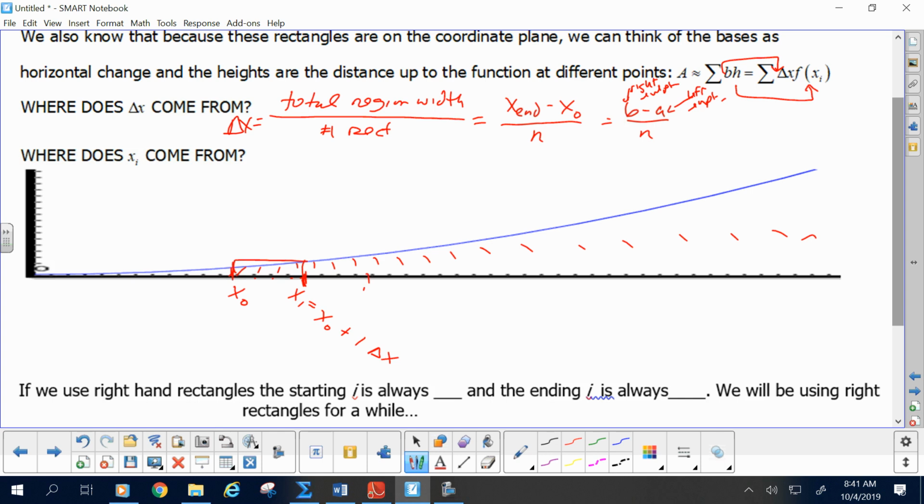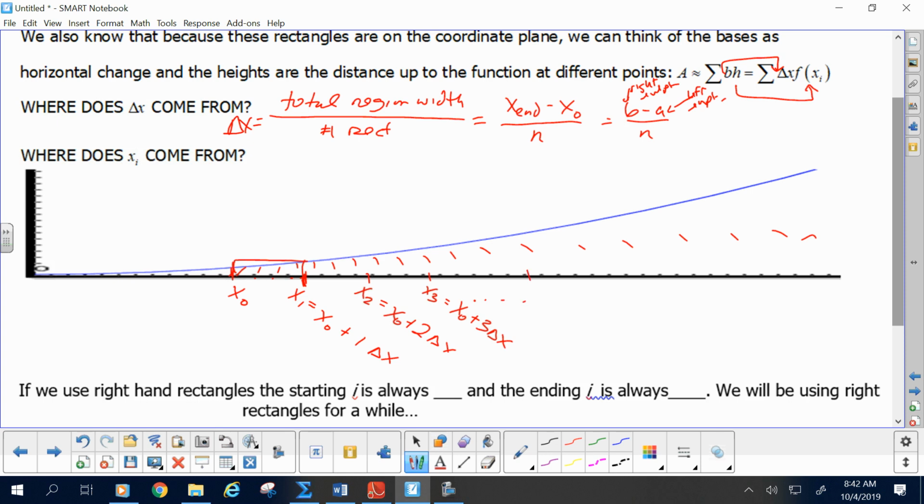The next x, x2, now I could look at that two different ways. First of all, I could say it's like x1 plus a delta x, but that stinks. Instead, I want to tie it all the way back to the origin. So it's x initial plus 2 delta x. Okay. x3, therefore, is x initial plus 3 delta x's.